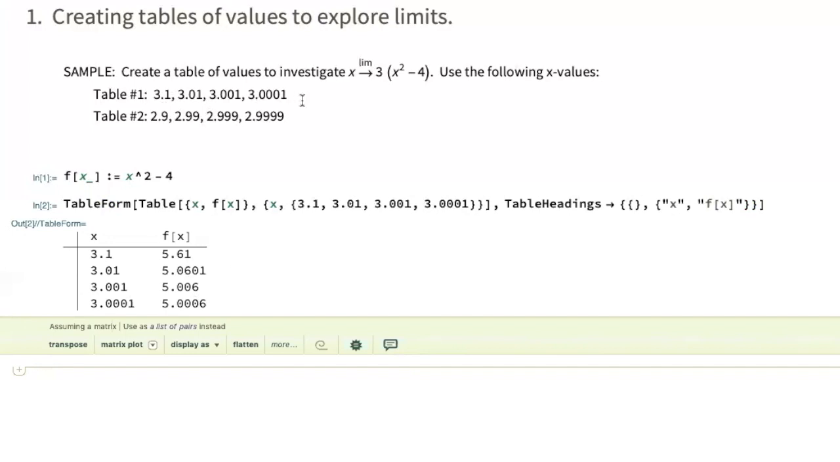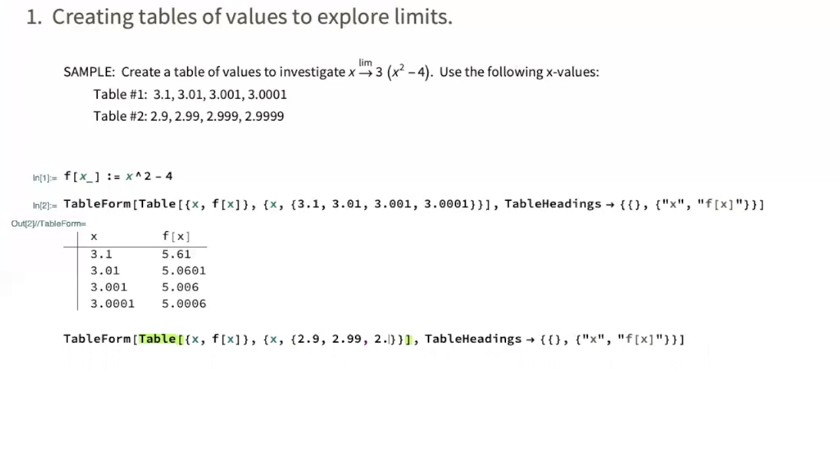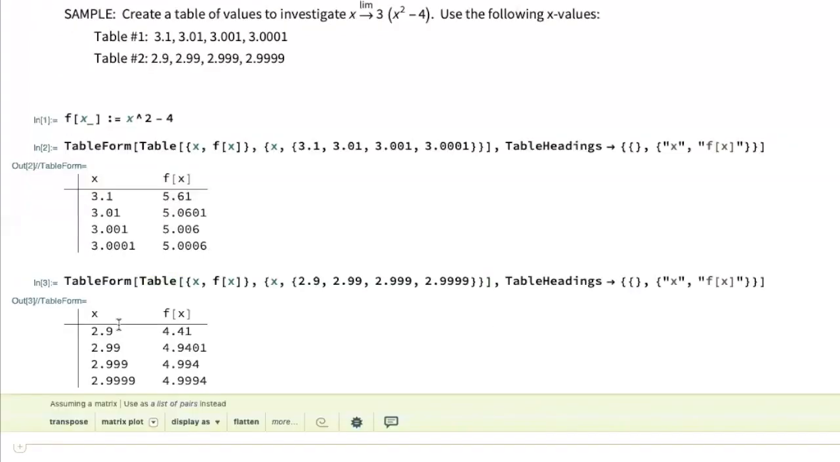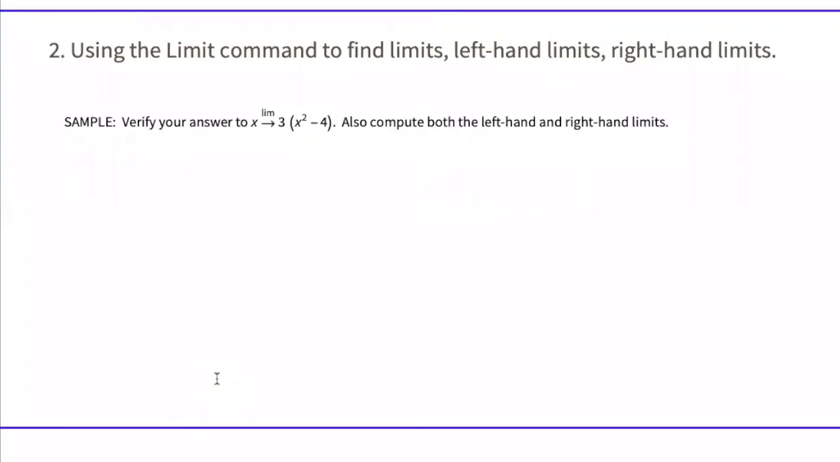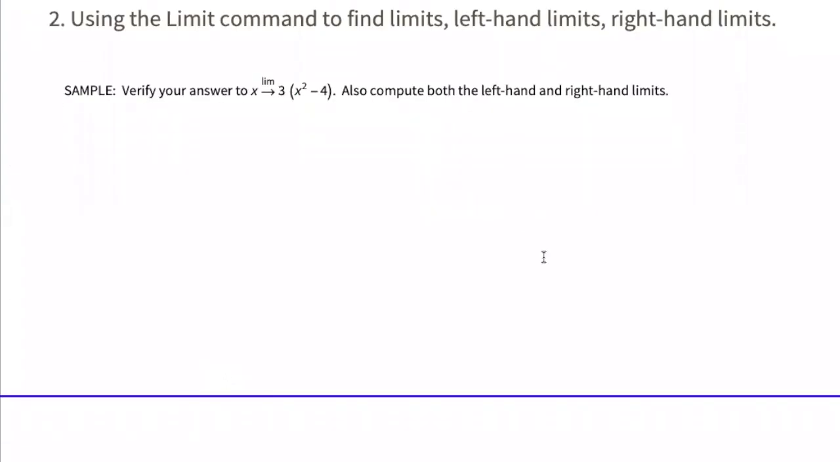I'll now edit my command to view the left-hand side. And once again, I look at the x values as they get closer and closer to 3, and I can see that the y values, again, do appear to be trending towards 5. And since the left and the right sides agree at 5, it looks like the overall limit will equal 5. But we do have some built-in commands in Mathematica to verify this. So our next sample asks us to use the limit command to verify our answer. And we'll check the left and the right-hand limits.